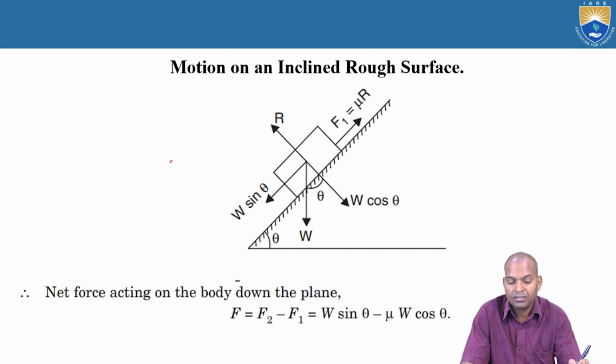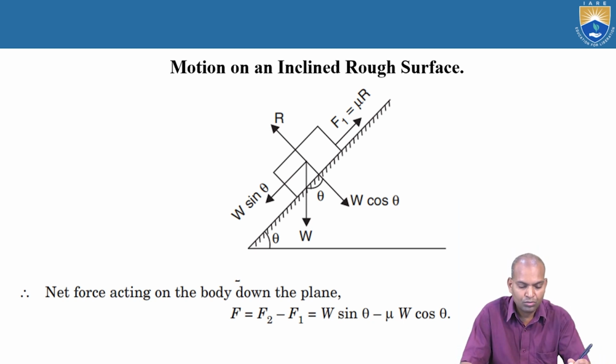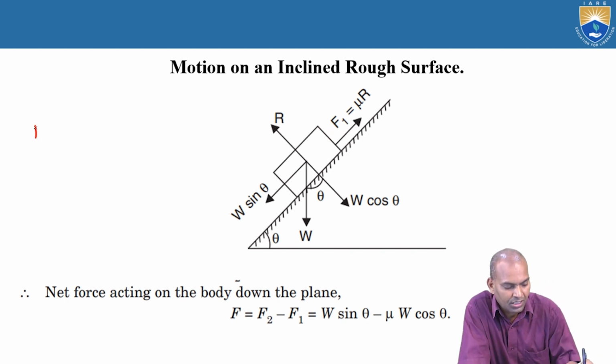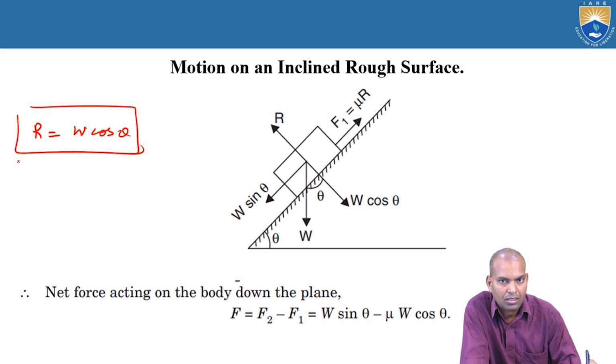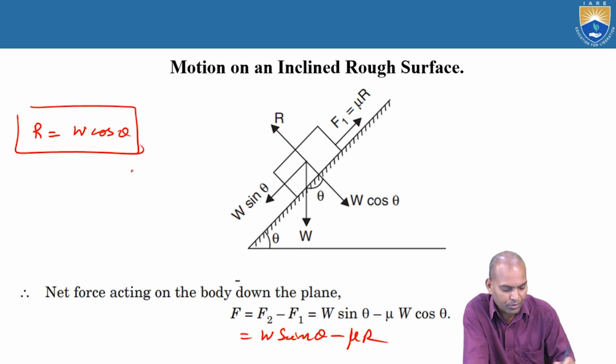Now, the body is moving down. When the body is moving down the plane, the net force equals F2 minus F1, that is W sin theta minus F1, where F1 is mu times R. What about R? If you resolve the components normal to the inclined plane, R equals W cos theta. Substituting for R, F2 equals W sin theta, and F1 equals mu times R, where R equals W cos theta.